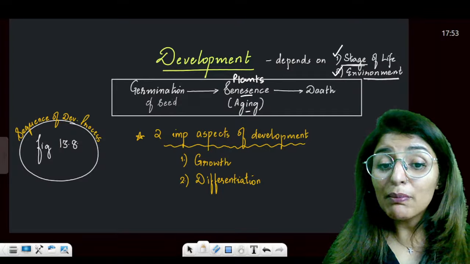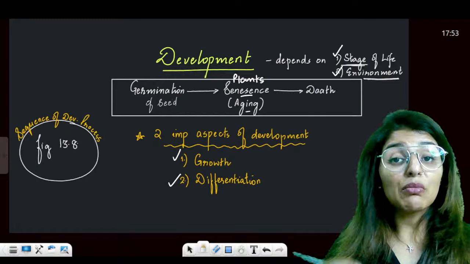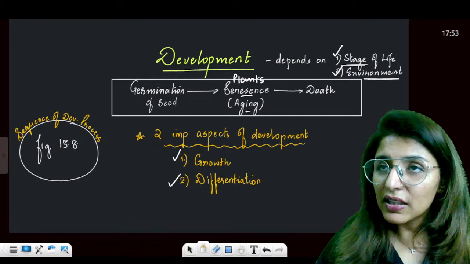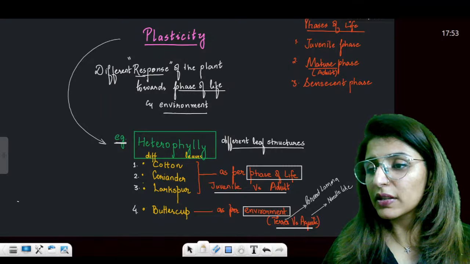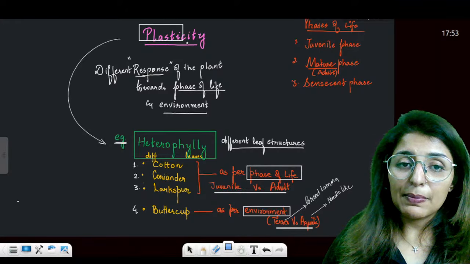So see, there are two important aspects of development. One is growth, and second is getting mature to perform a specific function, which is known as differentiation. Are these points clear to everyone? Please let me know. Are these points clear to everyone? Then, what is plasticity, guys? What is plasticity?